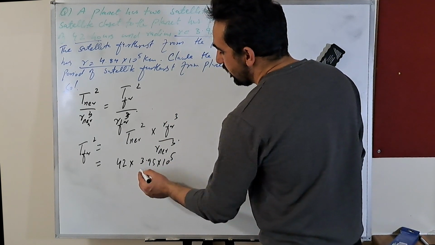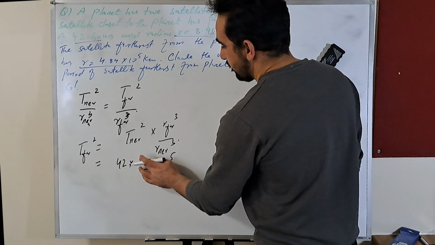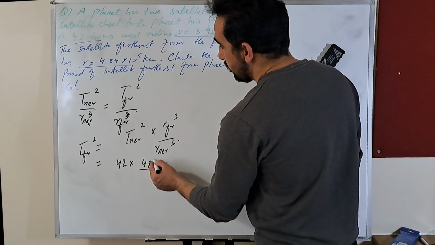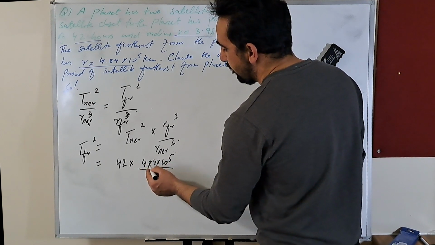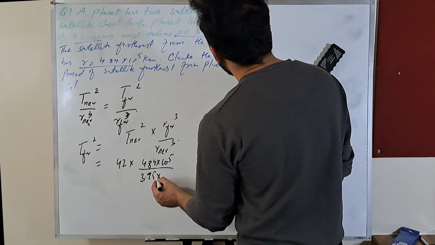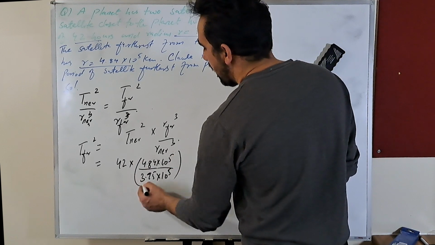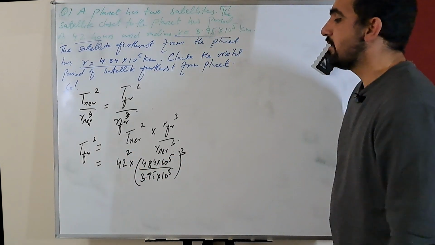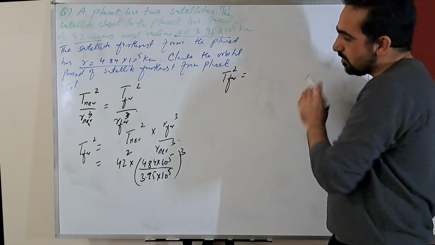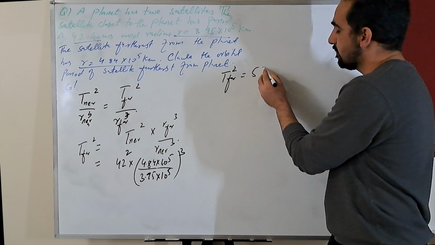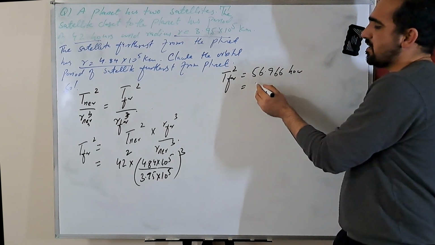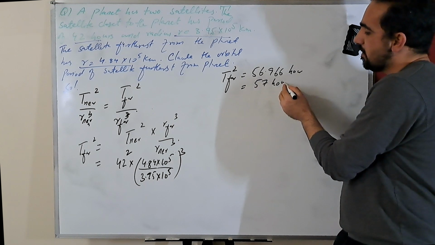Now we have T near as 42 hours, multiplied by r far, which is 4.84 times 10 to the power 5, divided by r near, which is 3.95 times 10 to the power 5, the whole thing cubed, and T near is squared. So the time period for the far satellite squared is equal to 966,457 hours.